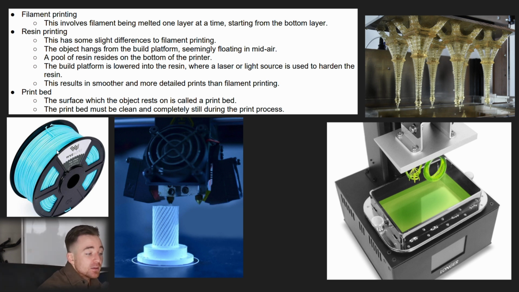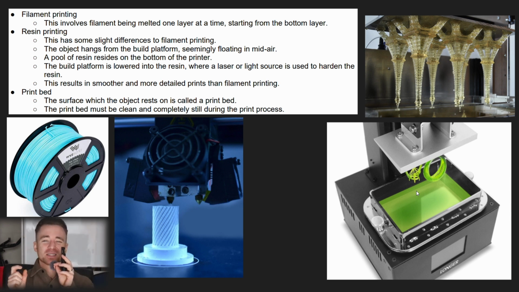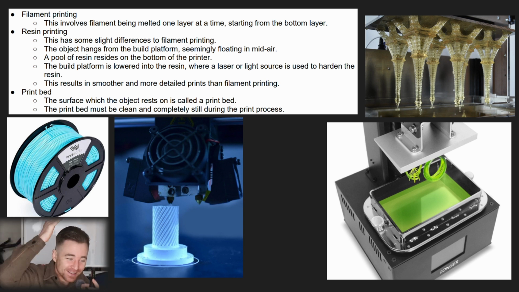However, with resin printing, there is a pool of resin at the bottom, and your print bed is actually hanging upside down. It lowers down into the resin and a laser heats up the specific part of that resin, which then hardens it, and that's how the printing occurs. So filament printing is right way up, whilst resin printing is upside down. That's important to know, and take into account how the print bed operates in each of those. That's the basic gist of what you'll need to know really for the most part.